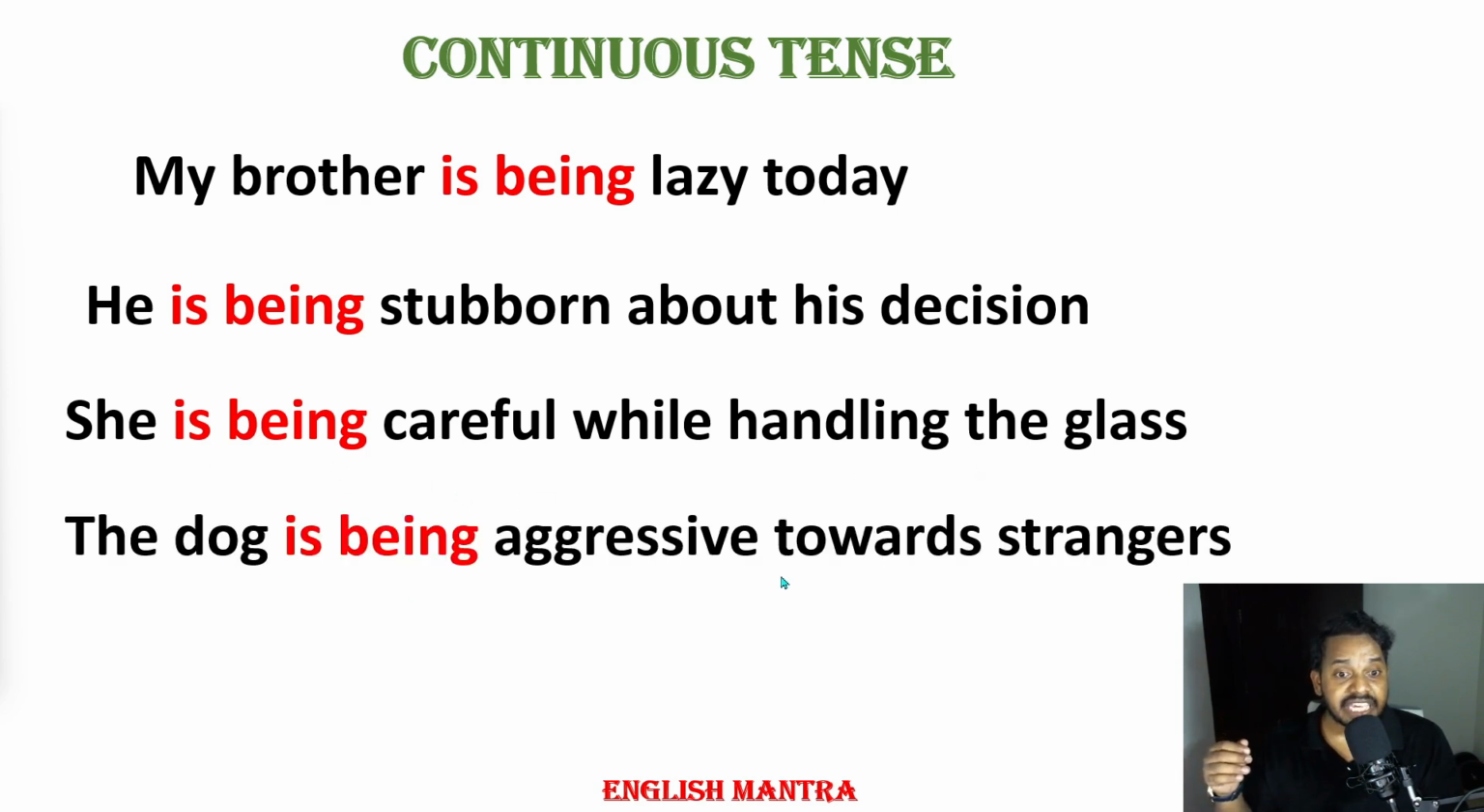The dog is being aggressive towards strangers. Am I talking about the dog's permanent behavior or temporary behavior? Temporary behavior. Only now it is being aggressive, otherwise it's not an aggressive dog. Okay, so this is a temporary behavior.